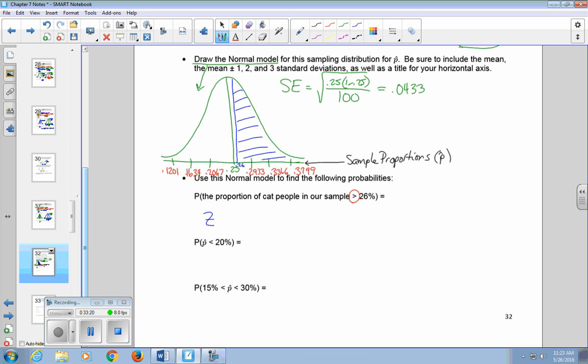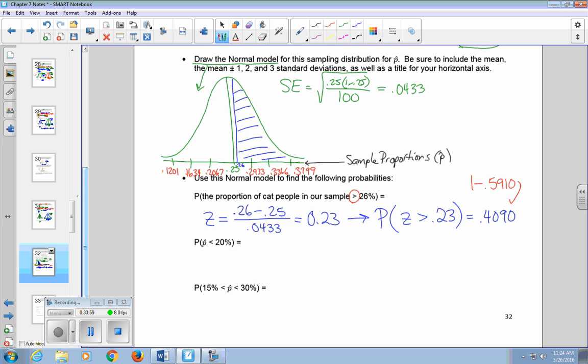We can take this score, or this proportion, and standardize it. So we're going to figure out how many standard deviations 0.26 is from the center of the distribution. So we're going to subtract, and then we're going to divide by the standard error. And that's going to give us a z-score of 0.23, which means we can now use our tables and figure out what's the probability that we get a z-score greater than 0.23. And that is equal to 0.4090. And just a reminder here, if you haven't done this in a while, you need to subtract the area from your chart to get this number, or look up negative 0.23.